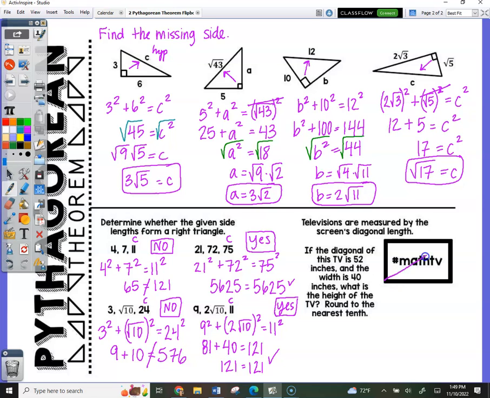So right here is a right triangle. This is saying if the diagonal of the TV is 52 and the width is 40, what's the height? So the height we don't know, the width is 40, and the diagonal is 52. What would I use to solve this? 40 squared. No, I mean what theorem? Oh, Pythagorean. The Pythagorean Theorem.